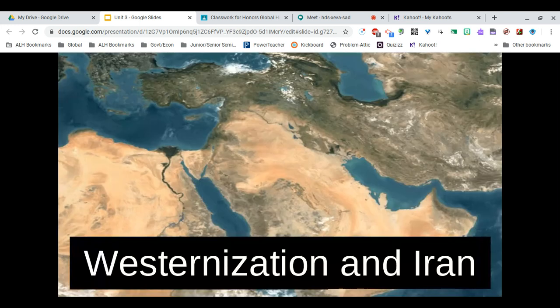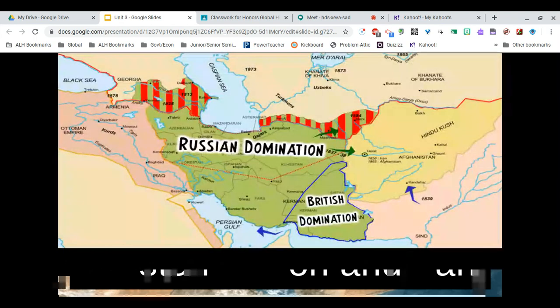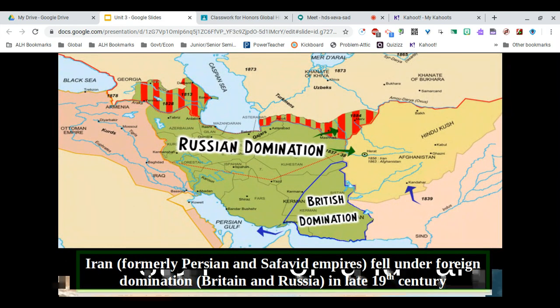So we are going to talk about Westernization and Iran. This map that we're looking at is the Middle East. When we are talking about Iran, we are talking about this region right over here by the mouse. We're going to talk about them because they're specifically not Arab. They're actually Persian. You can see right in here, Iran, formerly the Persian and Safavid empires, fell under foreign domination of both the British and the Russians in the late 19th century. This region was partly under British and Russian domination before finally gaining independence later on.